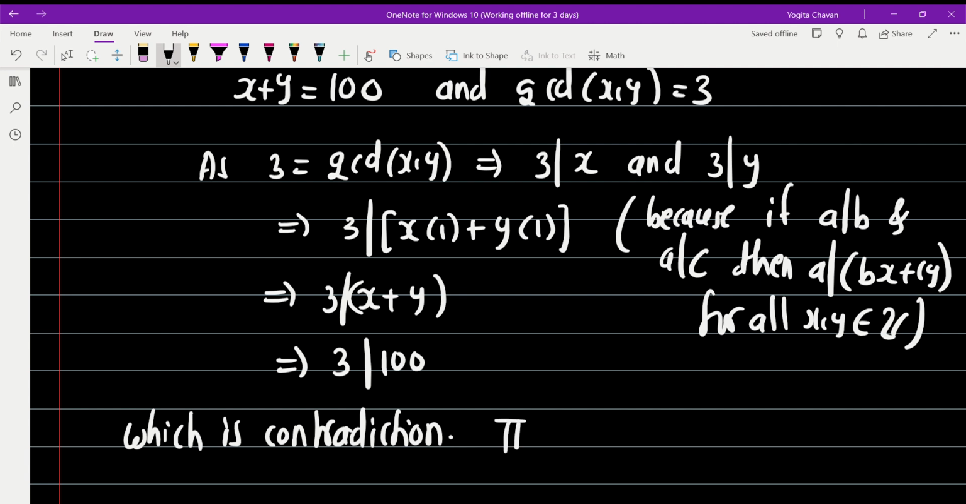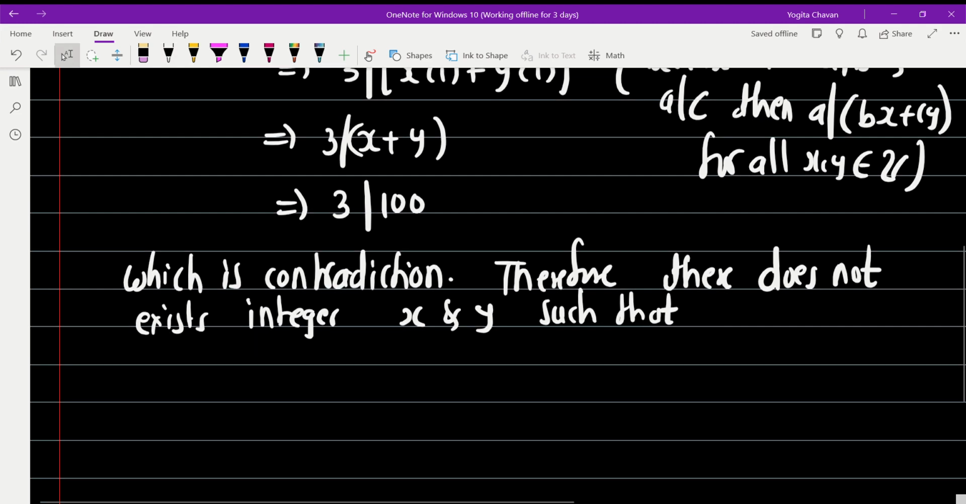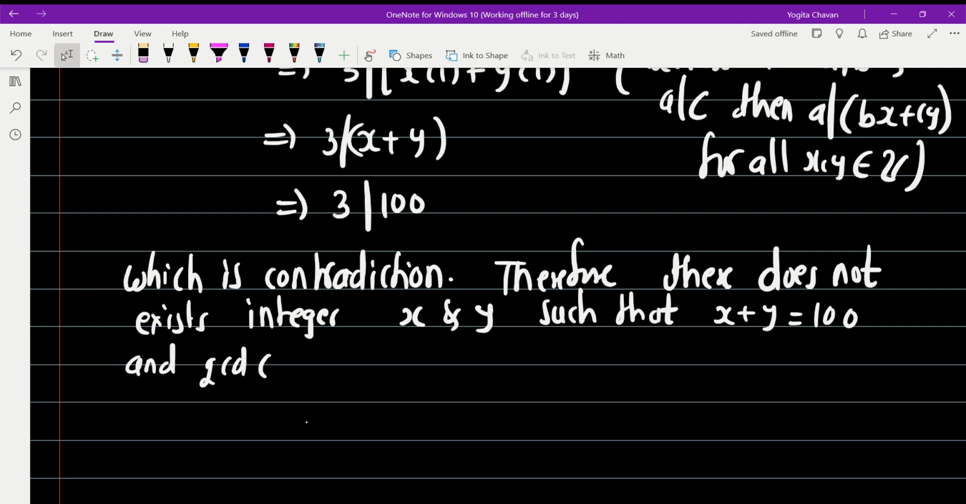And therefore there does not exist integers x and y such that x plus y is equal to 100 and GCD of x and y is equal to 3.